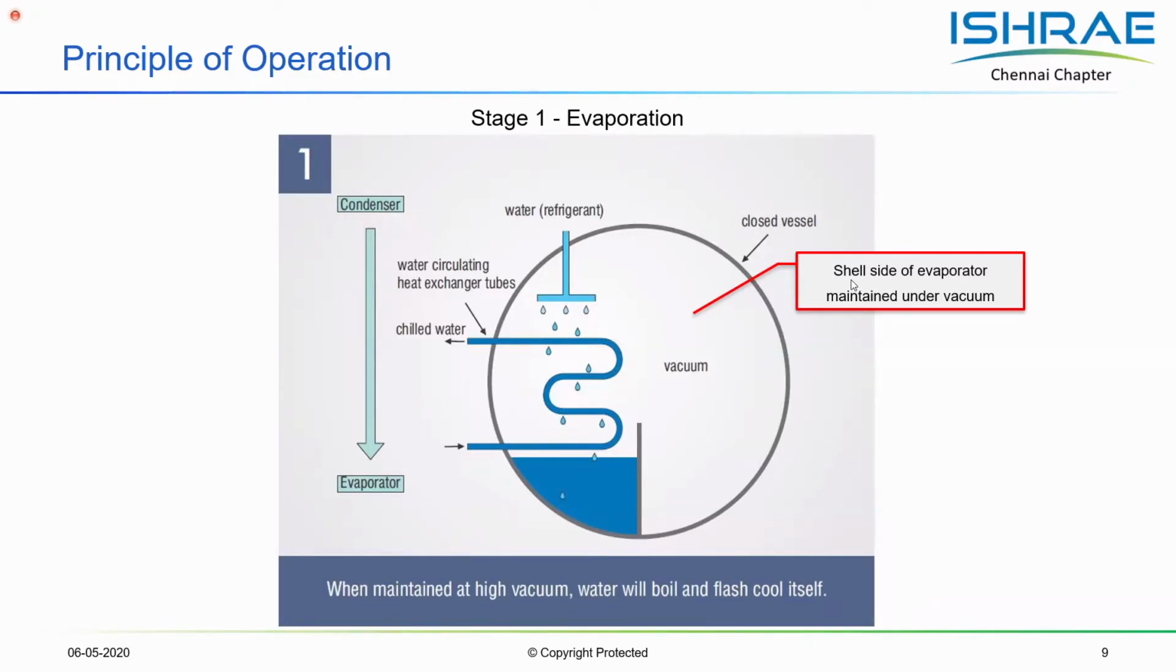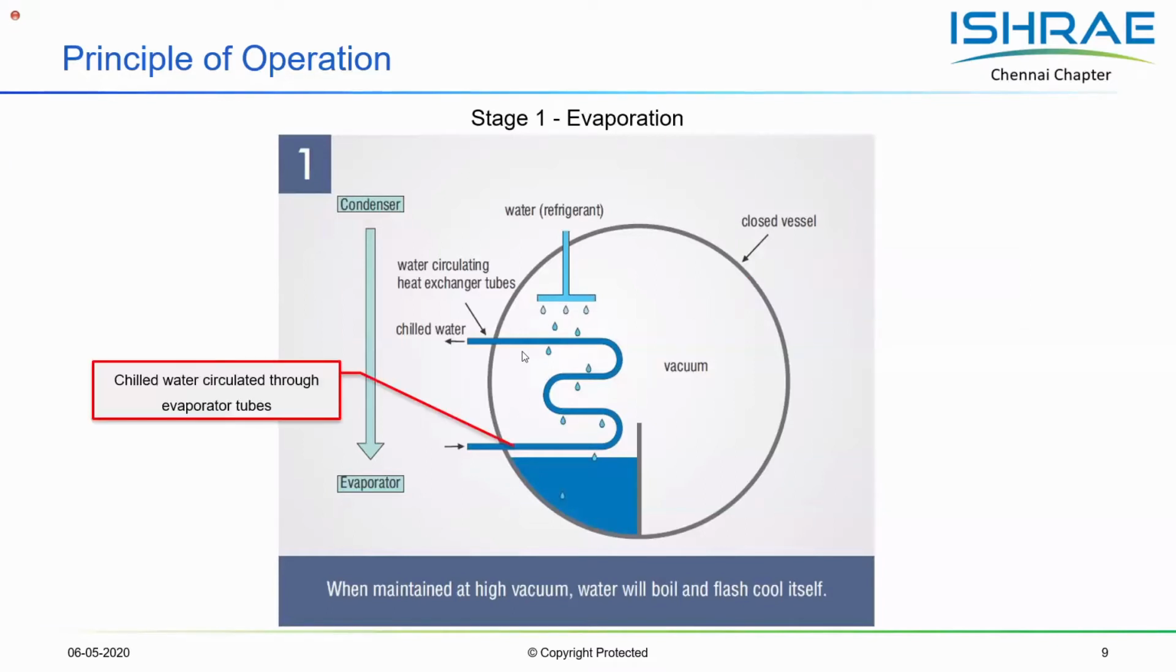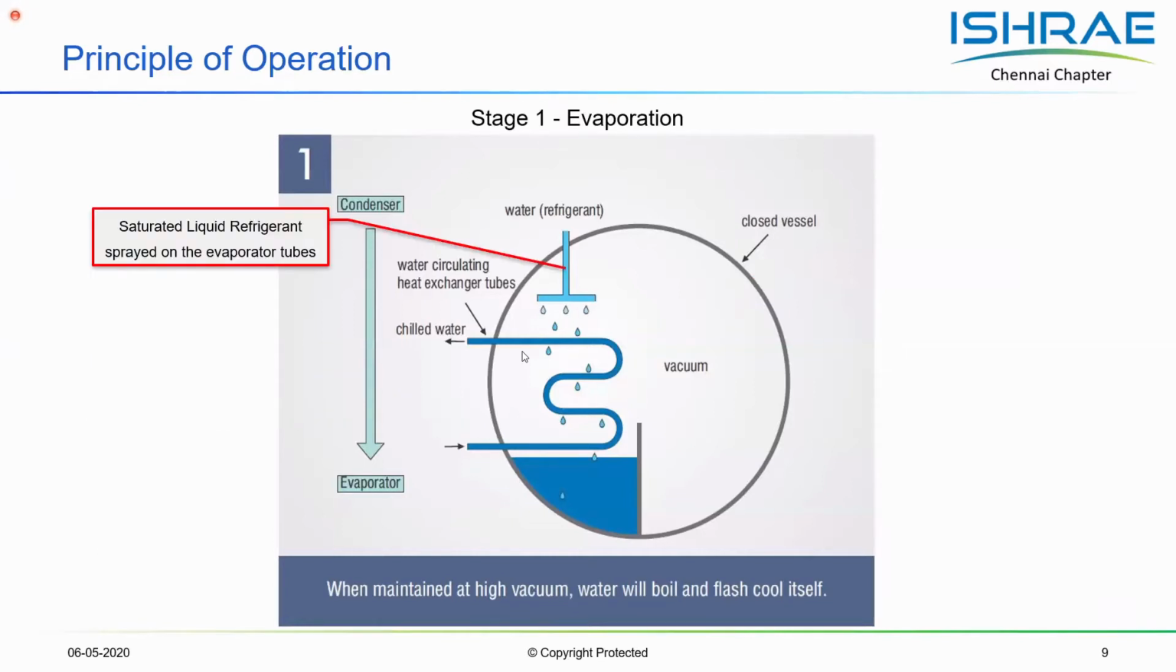The process fluid, or the chilled water, would come from the process or the air handling units if it is used for air conditioning, and it would come at a higher temperature, which would be circulated through the tubes of the evaporator. Now, on top of the tubes, we would be spraying this refrigerant, which is water. To have this entire system working, we have to maintain vacuum inside this chamber because at this vacuum only the boiling of the refrigerant would take place, and the latent heat for this evaporation of the refrigerant is going to be derived from the chilled water, like in any conventional refrigeration or cooling systems.